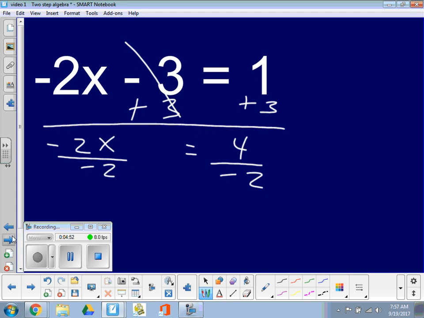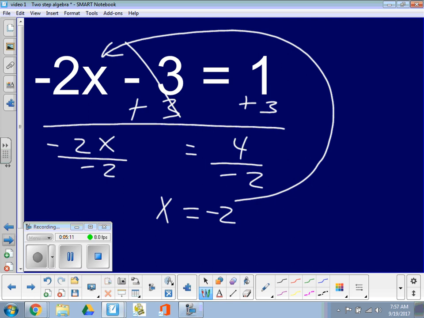So 2 divided by 2 is 1. A negative divided by a negative is a positive 1x, but we just write that as x. This goes back to your rules on integers again. 4 divided by 2 is 2, and a positive divided by a negative, negative 2. If we go back and plug that negative 2 back in, negative 2 times x, which is, we're saying x is negative 2. Negative 2 times negative 2 is positive 4, and 4 minus 3, positive 1.